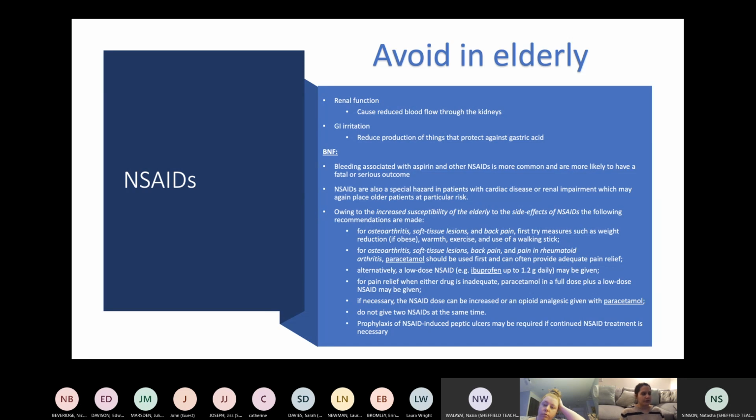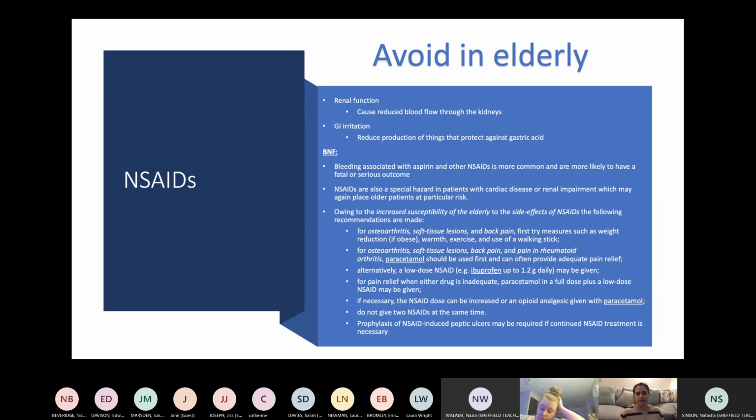Then it gives guidance on how to manage osteoarthritis or back pain underneath, or even rheumatoid arthritis, initially thinking about non-pharmacological interventions, but then thinking about using paracetamol first. But then they do suggest adding in a low dose NSAID, which I just wouldn't do first line.